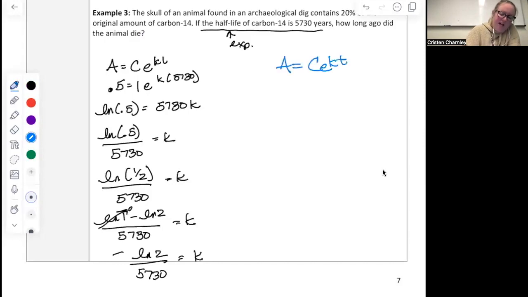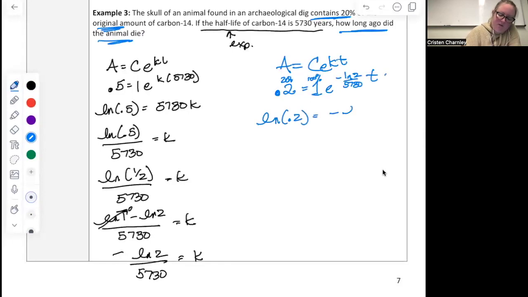So we'll do the whole thing again. And the question is, how old is this? If there's 20% of the original, how long ago did the animal die? So I know I'm solving for t. My final amount is 20% of the original. So this is really 100%. Here's my 20%. I had a student also say 1/5, also correct. e to the kt, well, now I know what k is, negative natural log of 2 over 5730 times t. We know we need a natural log on both sides. And this would be negative ln of 2 over 5730 times t.